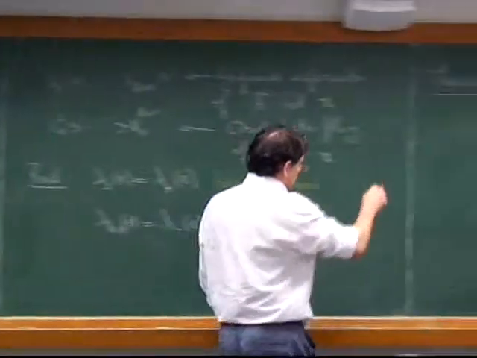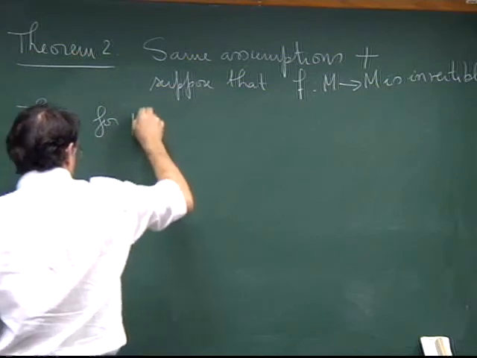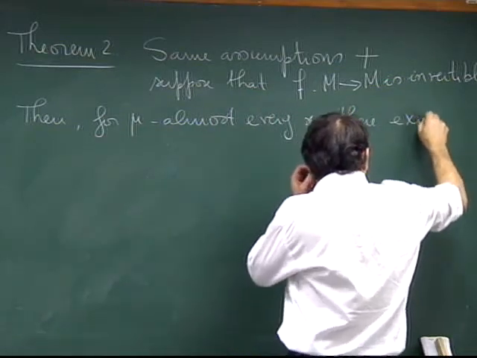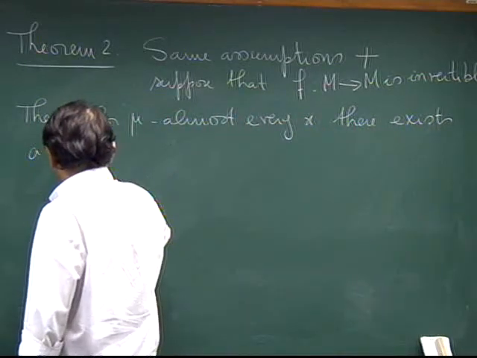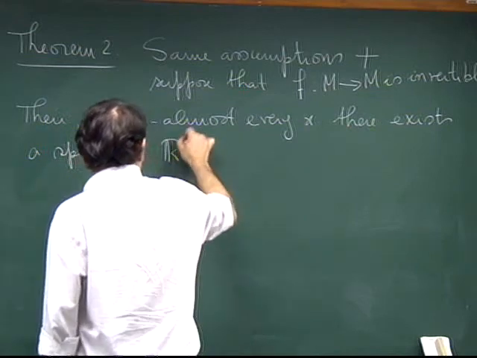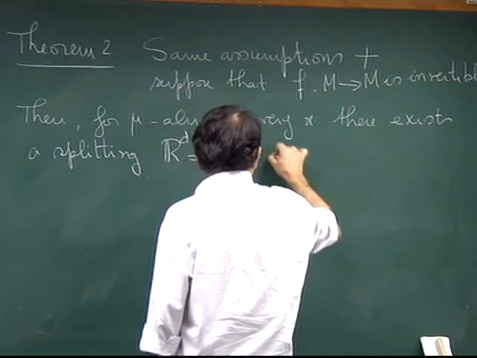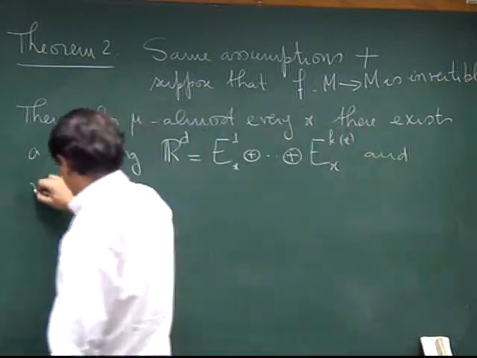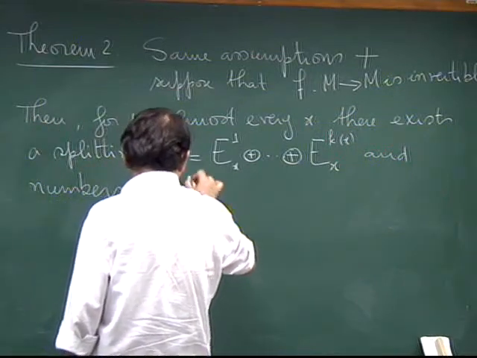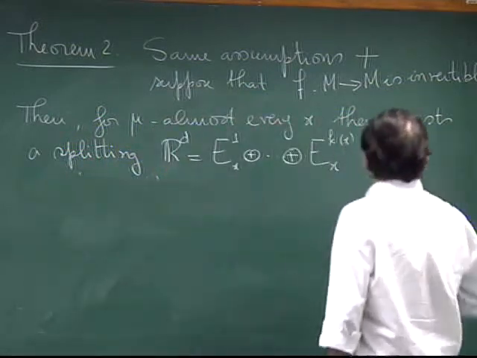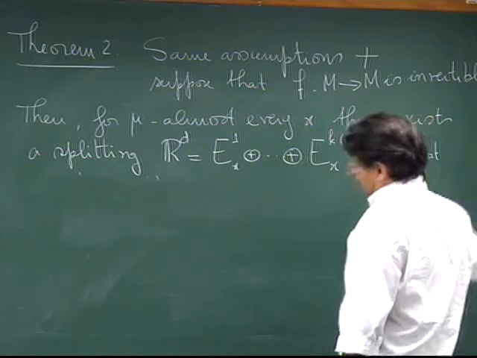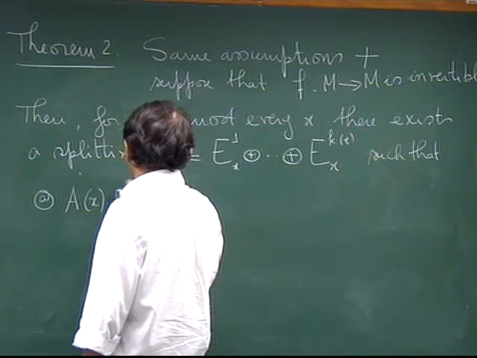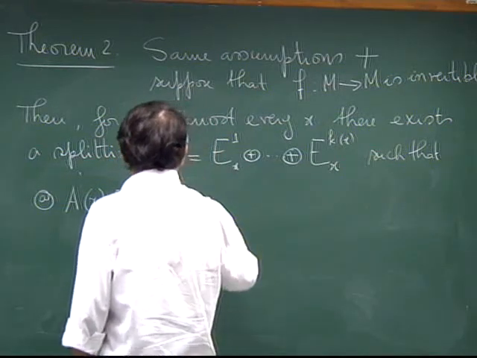Instead of saying that, then for mu almost every point, there exists a splitting of R^d into subspaces and numbers, the same numbers, such that the first condition is invariance: A(x) of E_i(x) is equal to E_i(f(x)).